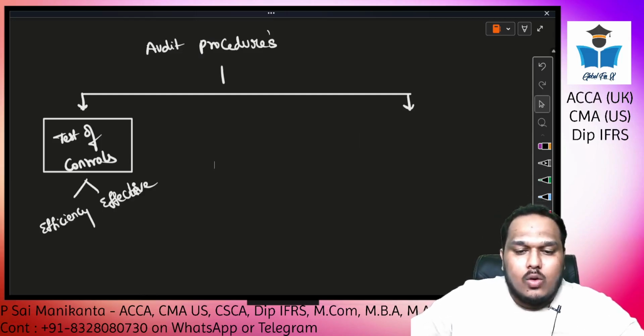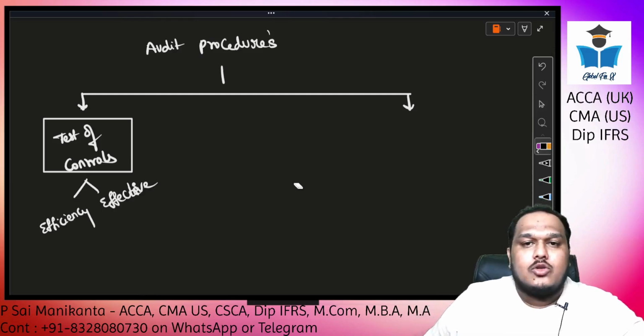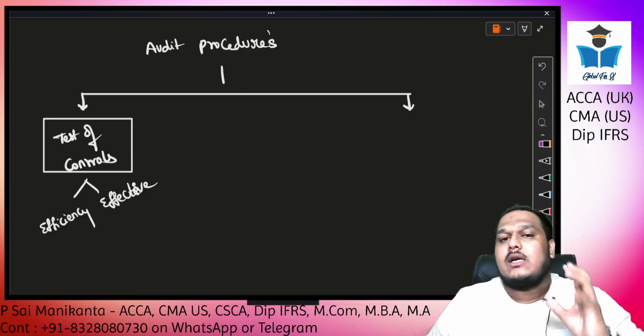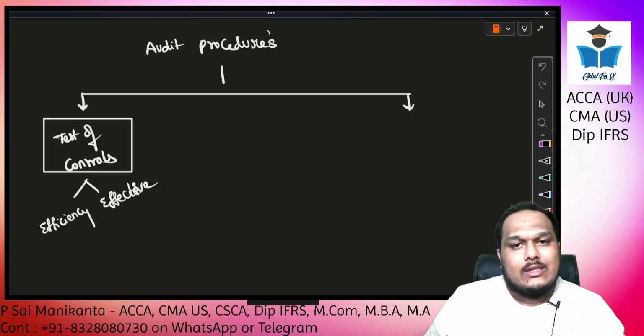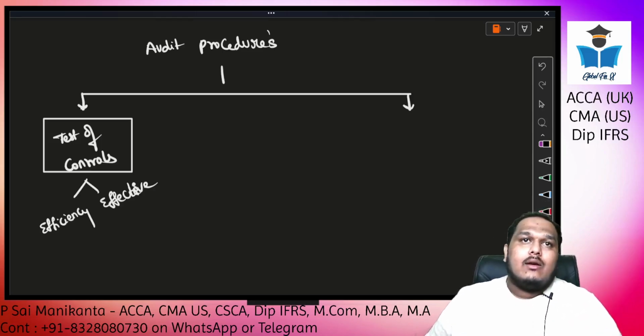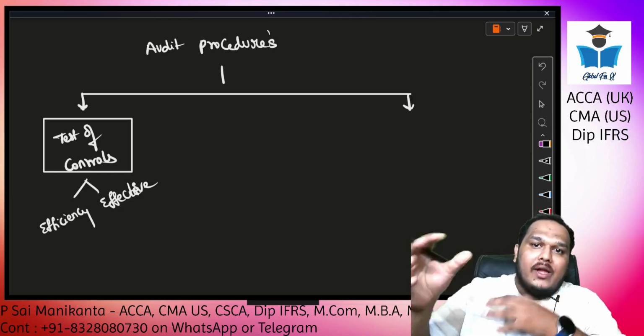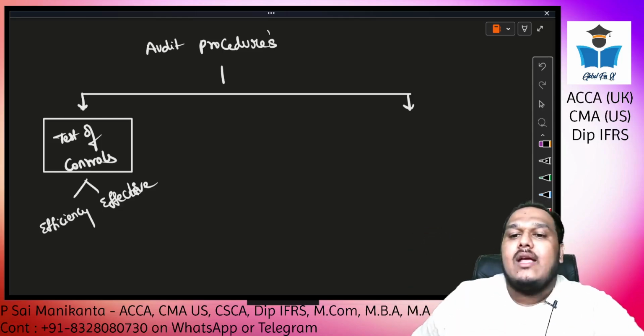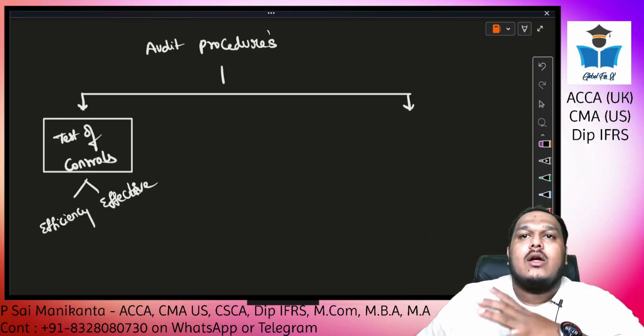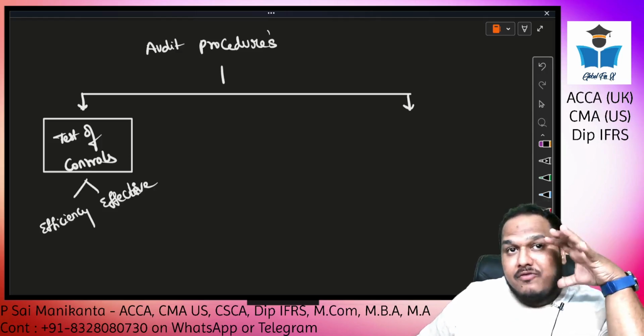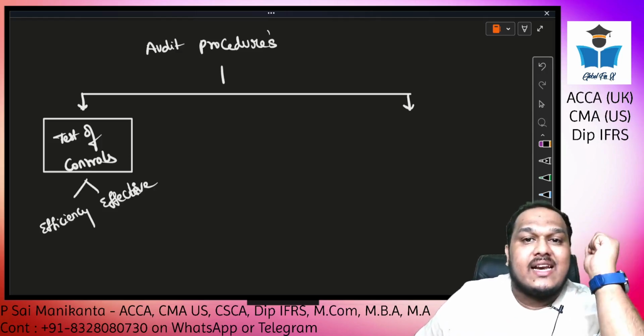Before we even go into the evidence part, we need to do something. See, you know the test of controls are done. That means basically the auditor is verifying the internal control system of the company. Then before he starts going and gathering the evidences, he needs to do something to identify which are the key areas in the financial statements.